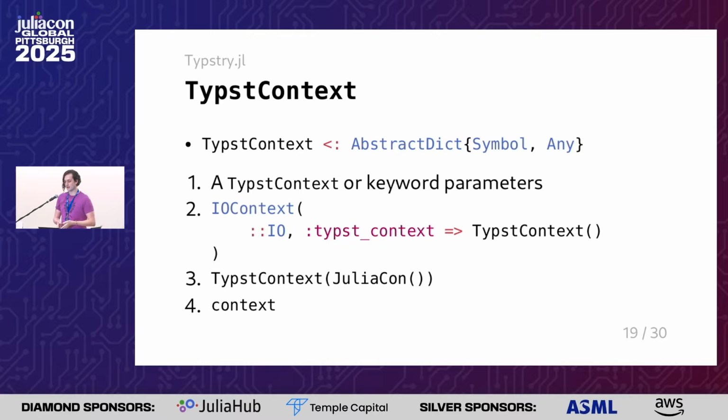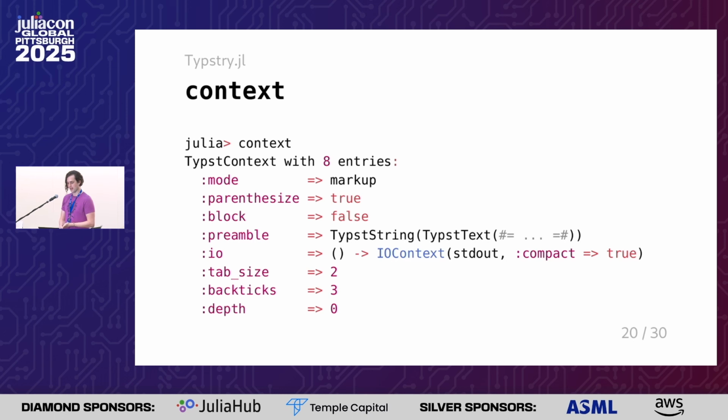So if you're implementing this for your own type, you can specify those defaults per type, and then Typstry has this global context variable as a fallback, and you're able to modify that to your liking as well. This is the default context, and they're used in several of the show Typst methods that I've been implementing for base, or like just types from base.